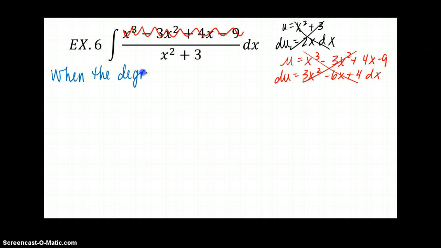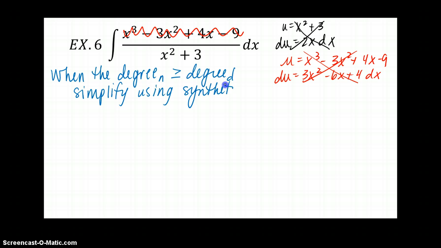When the degree of the numerator is greater than or equal to the degree of the denominator, simplify using synthetic or long division. I know you're going to love this. The degree of a polynomial is the highest exponent. So the degree of the numerator is bigger than or equal to the degree of the denominator. You have to simplify the integrand before attempting to integrate.